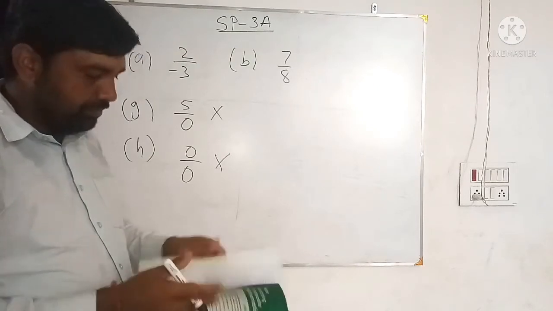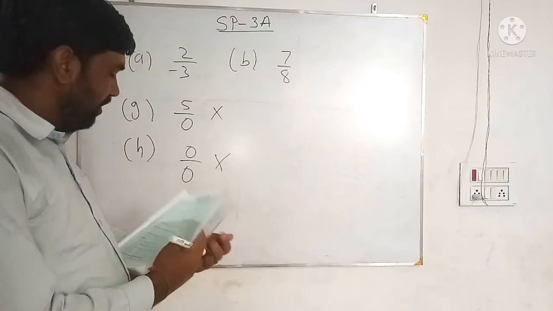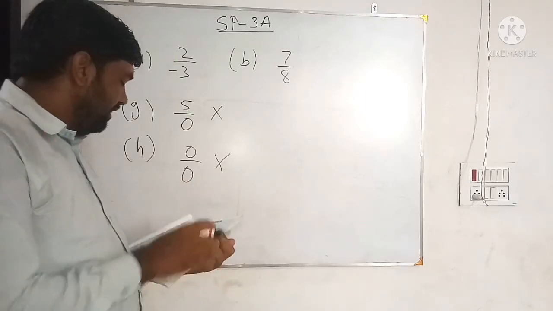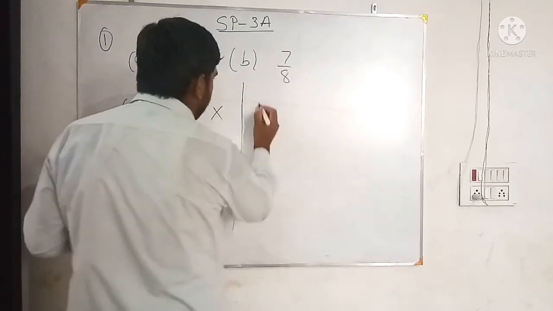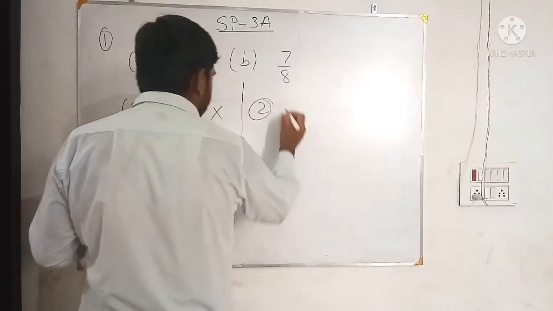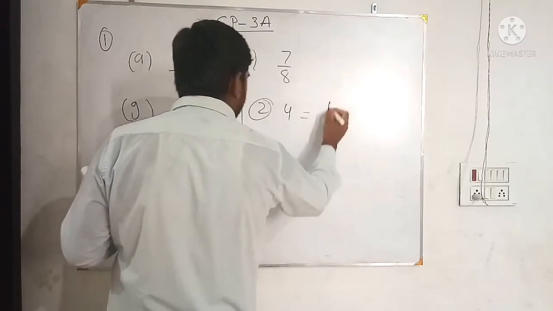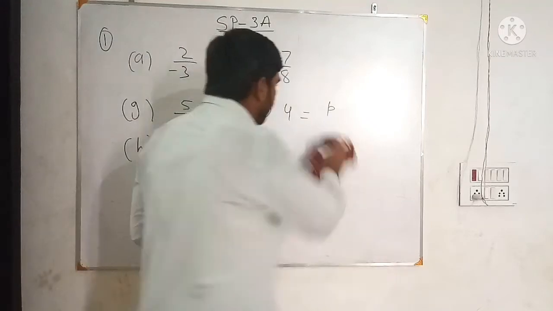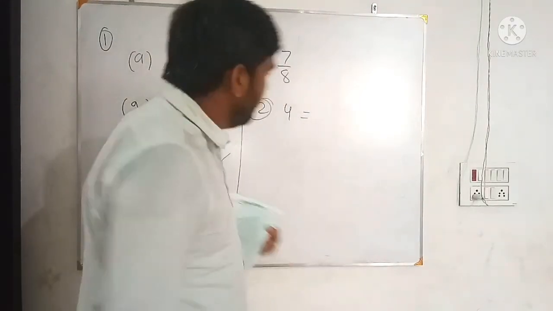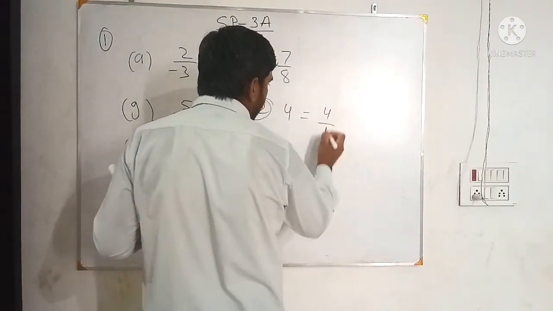Okay, now move to the next question. Express the following in the form of P by Q. Question number 2: express 4 in the form of P by Q. So what do you write? 4 by 1. 4 can be expressed in the rational form as 4 by 1.